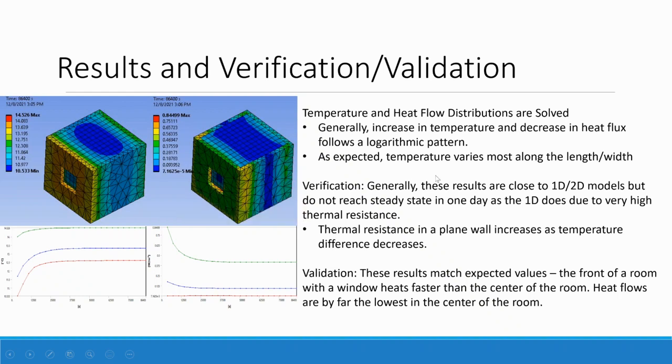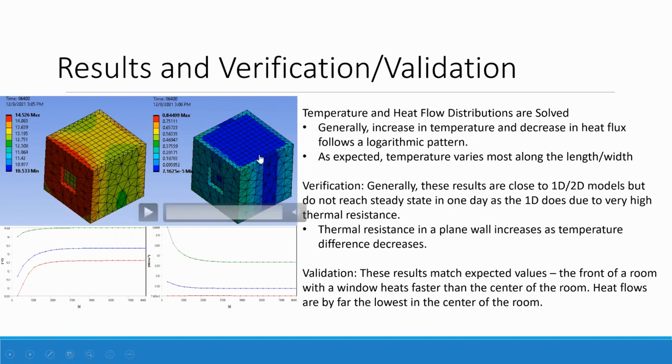So here are our results. We got a logarithmic pattern for increase in temperature and decrease in heat flux as time goes on. So here's our results for temperature. You can see that all regions of the room heat and the middle of the room remains coldest. And same thing with heat flow, that there's most heat flux around the outside of the room and it is minimal inside the room.